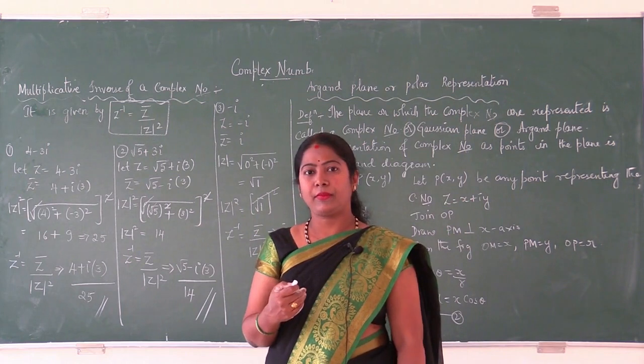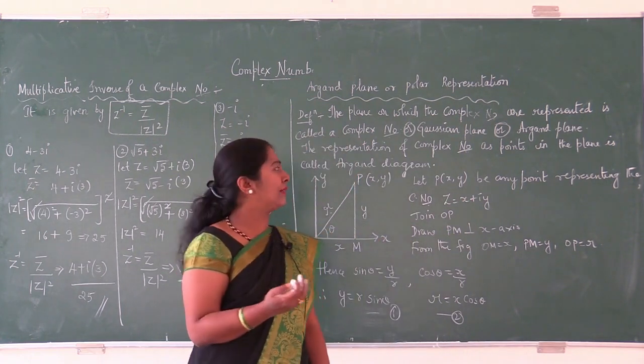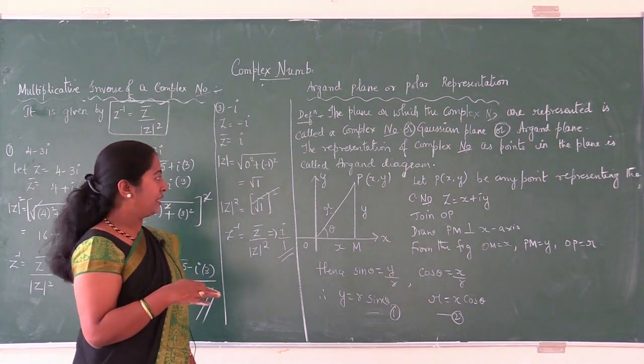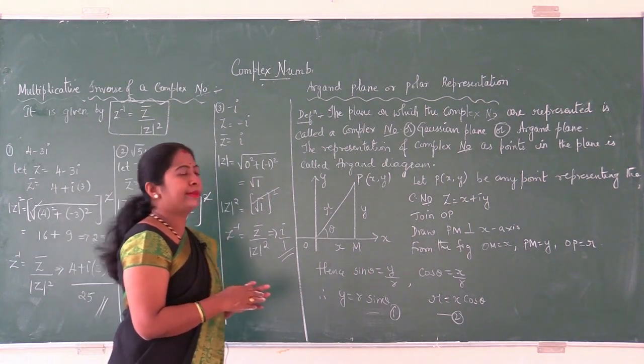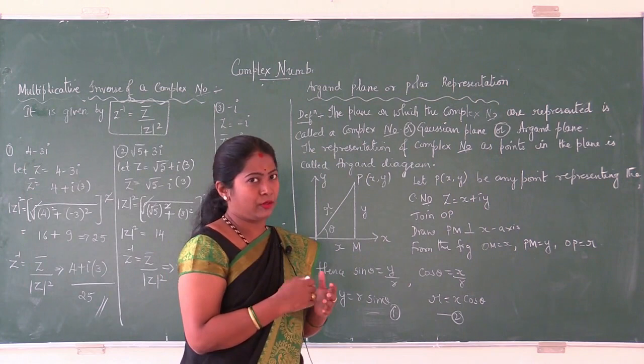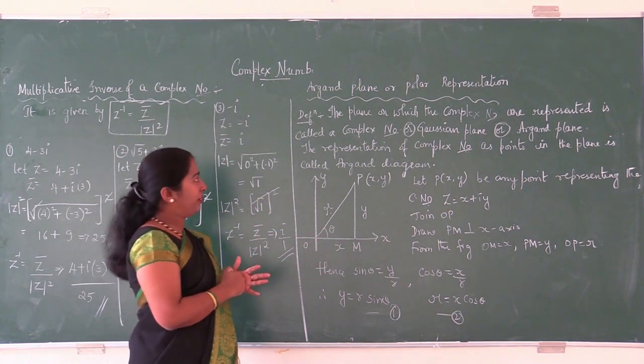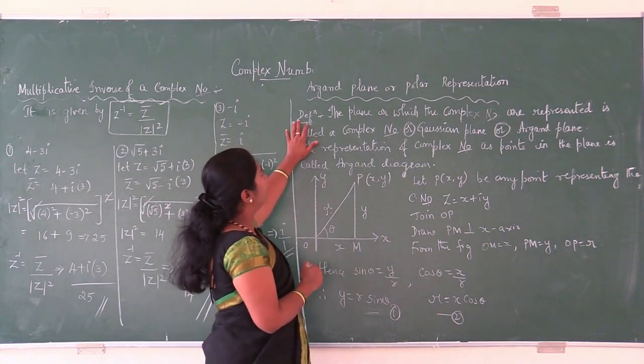Next, we shall pass on to the next topic, Argand plane or polar representation. From this concept you have one question for 3 marks in your question paper, and it's one of the important topics. So let me quickly tell you about the definition.